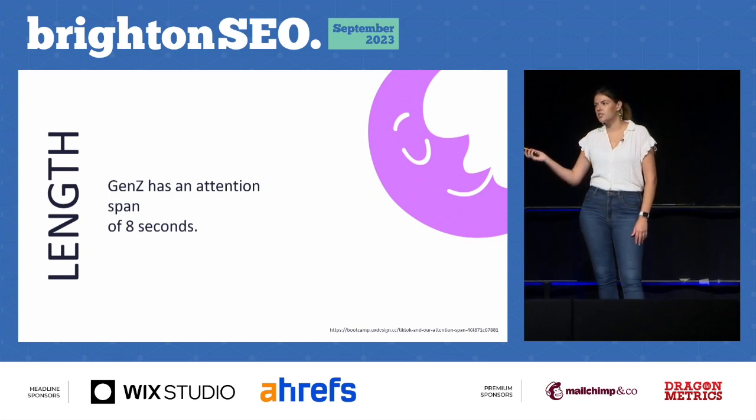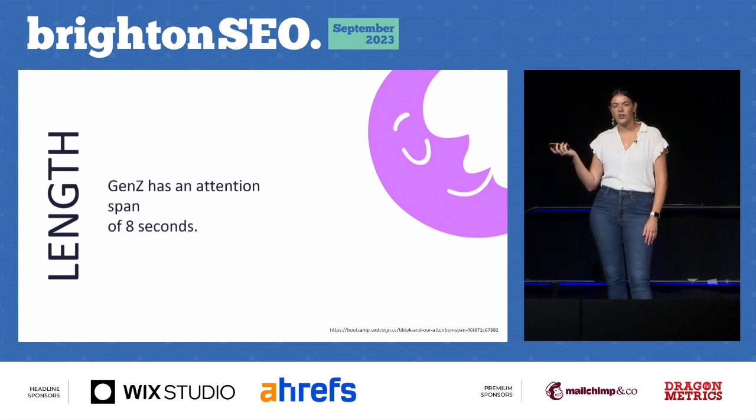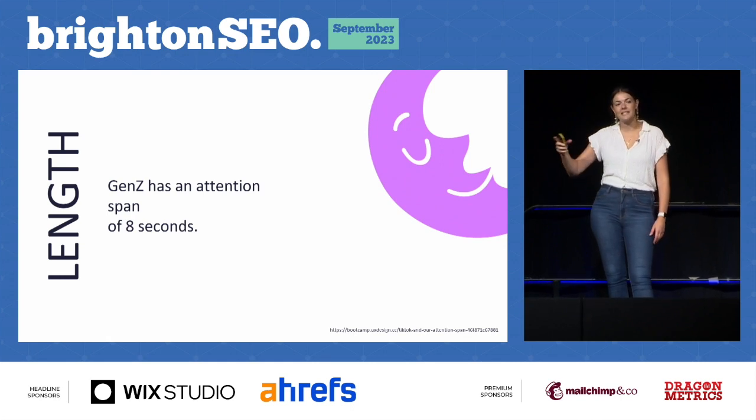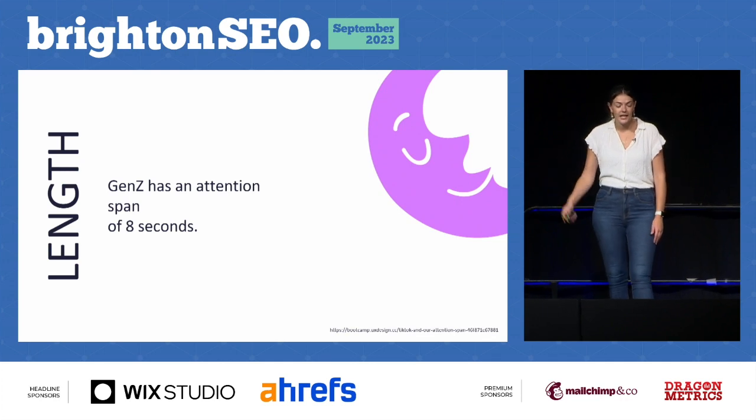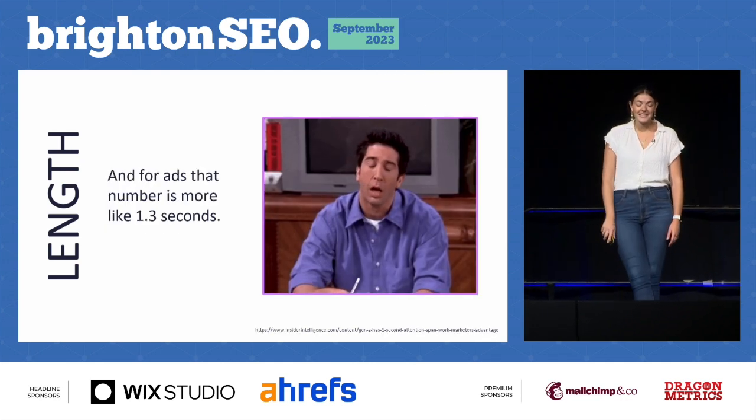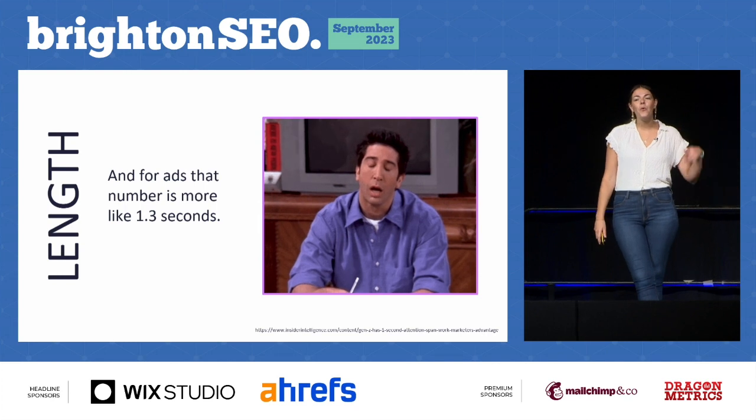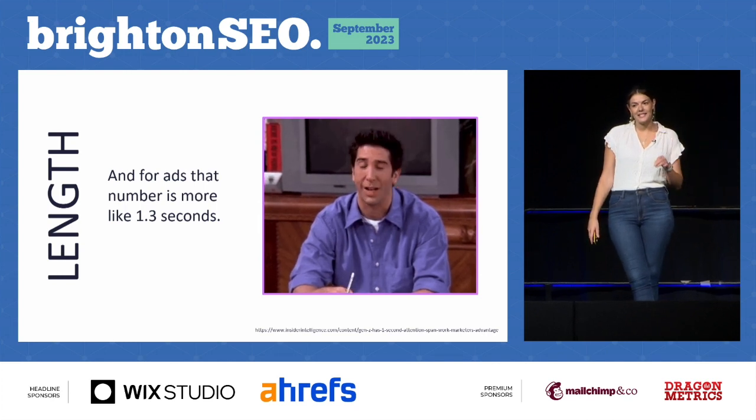And while I was researching this, I saw an article that teachers nowadays have to make lesson plans in pieces and basically have to make them 10 minutes or less, or it's just hopeless. So the sad thing is for ads, that number goes way down to 1.3 seconds.